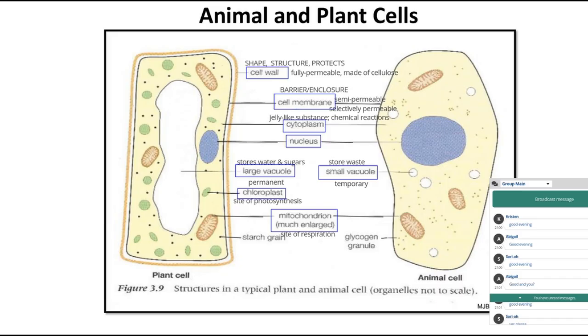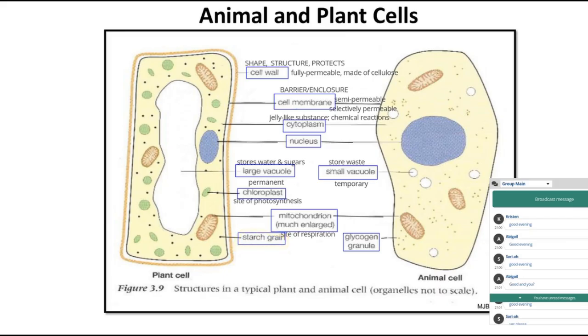So we have these two food storage organelles here: the starch grain in the plant cell and the glycogen granule in the animal cell. These are just different forms of food storage. A plant cell stores its food as starch. When we go on to do photosynthesis, this will make a little more sense.